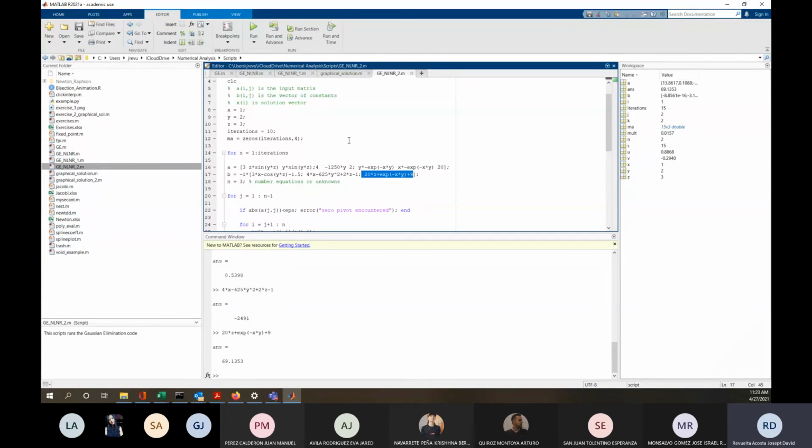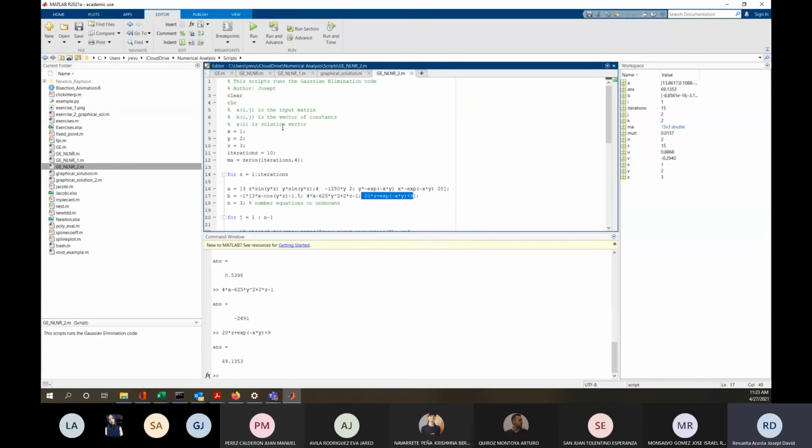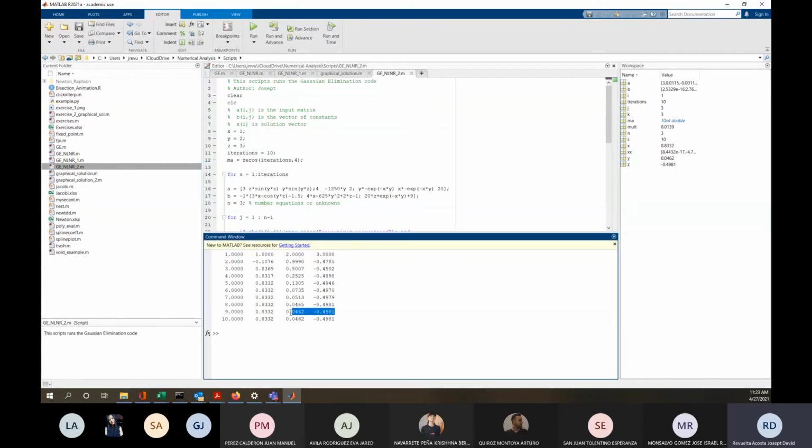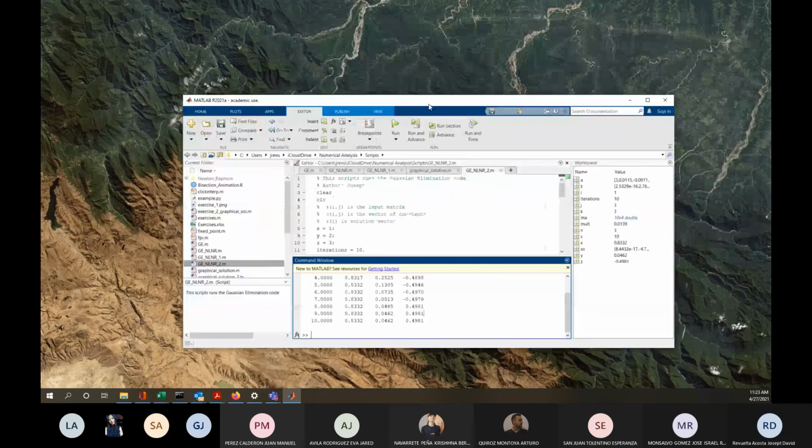And then I'm just providing 10 iterations as well. And then I'm going to display at the end the numbers. So we run it. Boom. And then we obtain that the solution after 9 iterations, we have a solution of 0.0462 and minus 0.4981.